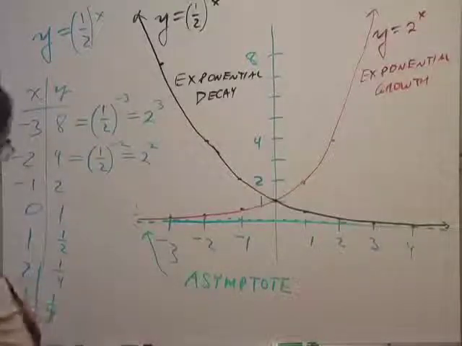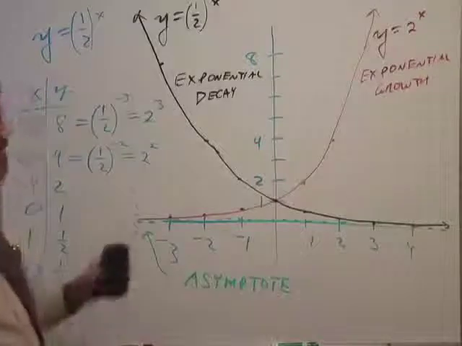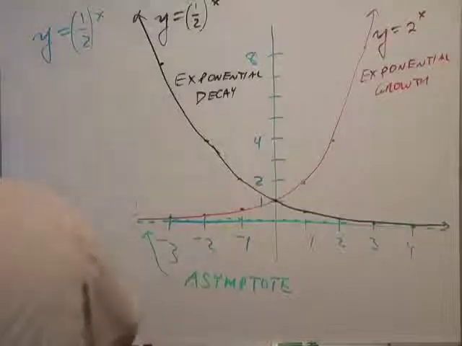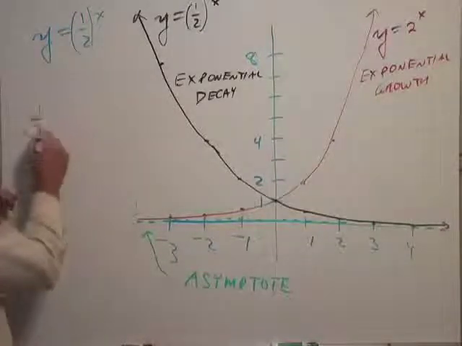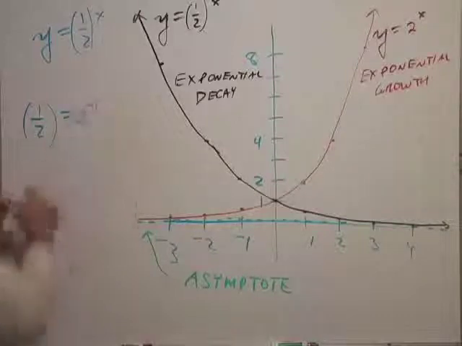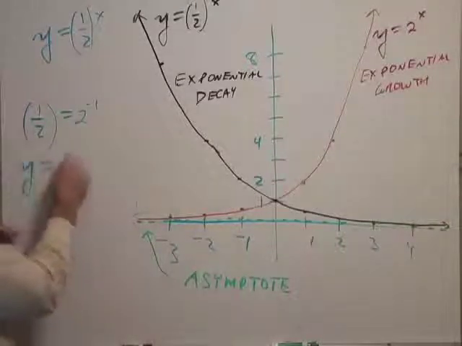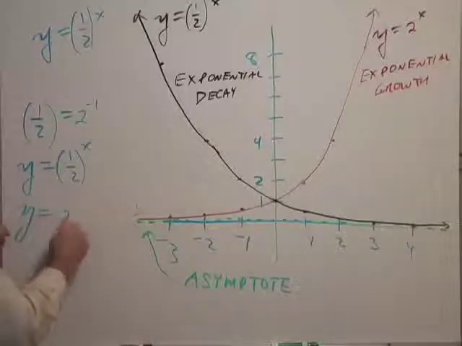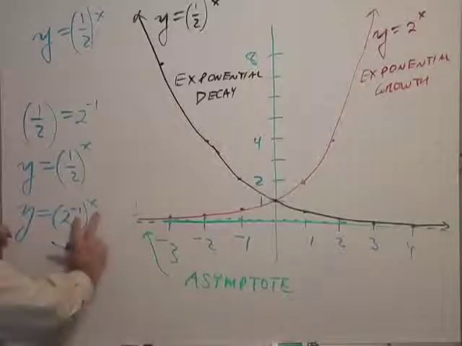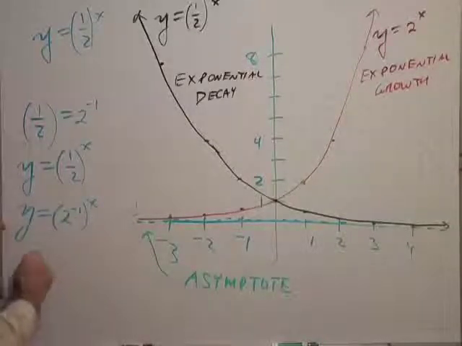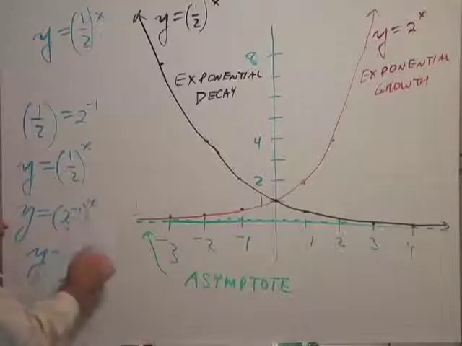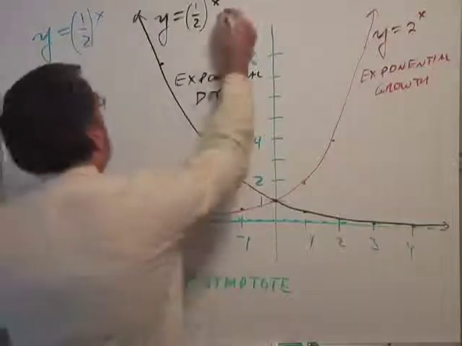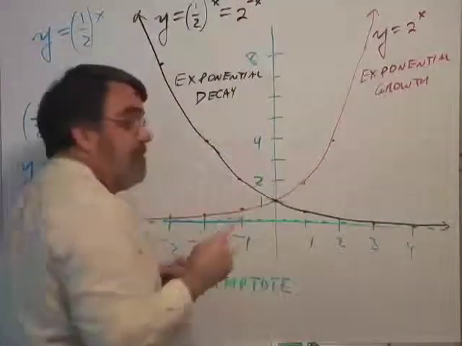Now, we can make a little adjustment here in how we write this function. I want you to see this. Since 1/2 is the same as 2 to the minus 1, then y equals (1/2) to the x power would be (2 to the minus 1) to the x power. And then if I remove the parentheses, we multiply exponents. So this would be y equals 2 to the negative x. So we can also write this function as 2 to the minus x.